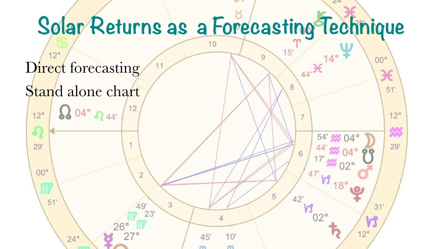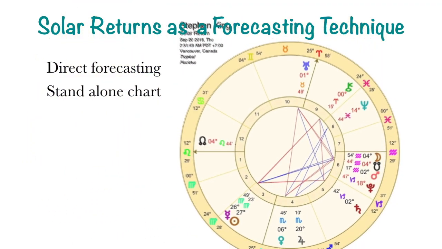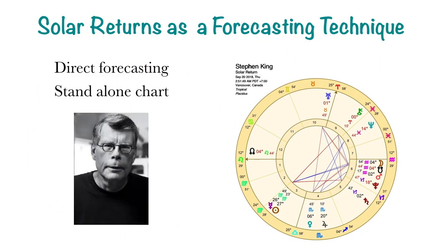So solar returns are great as a forecasting technique. It's known as the direct forecasting technique because it actually works with the transiting sun up there right now. Solar returns can be interpreted as standalone charts for each year. Once you've got the solar return, you can do an interpretation for that chart. In this video, we're going to be looking at some of the solar returns for Stephen King, the writer, and there's his natal chart there with the sun at 27°23' Virgo.